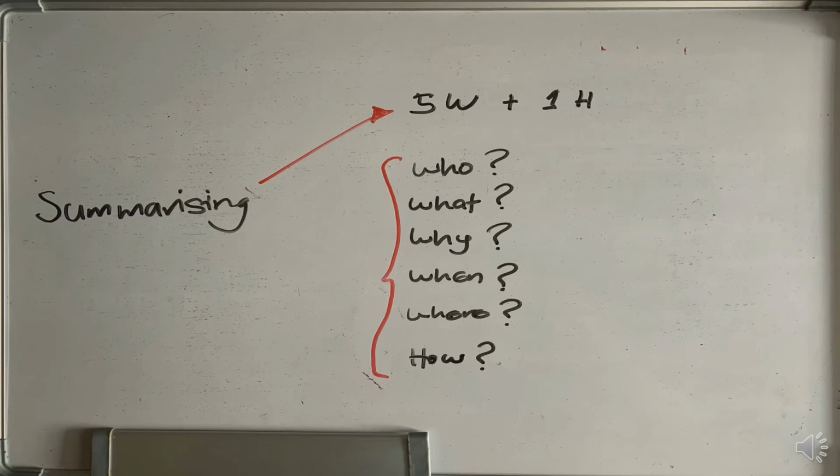For example, when does it happen? The time. Then where does it happen? And how does it happen? So when you're going to summarize the information from the original text and put it in your writing, make sure you check or use 5W plus 1H.